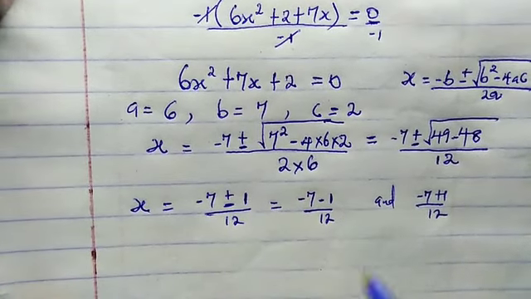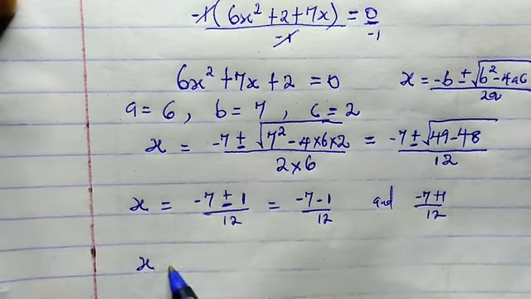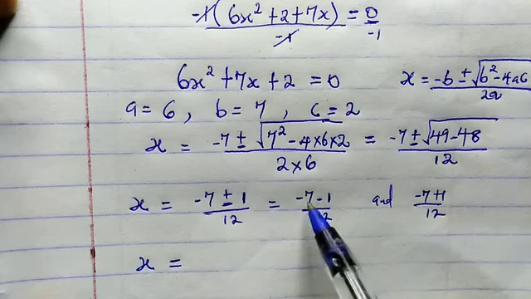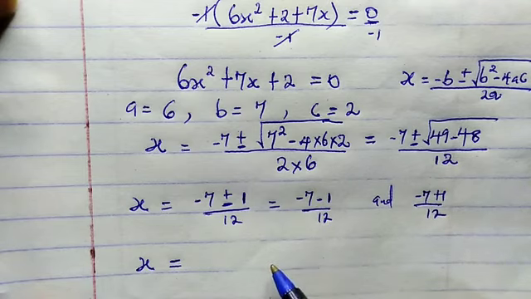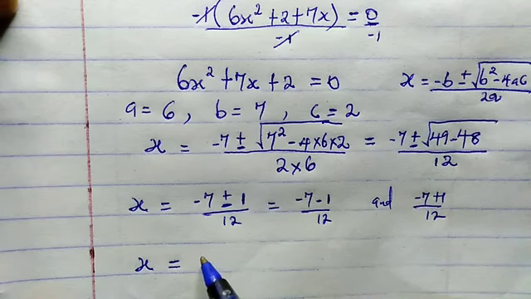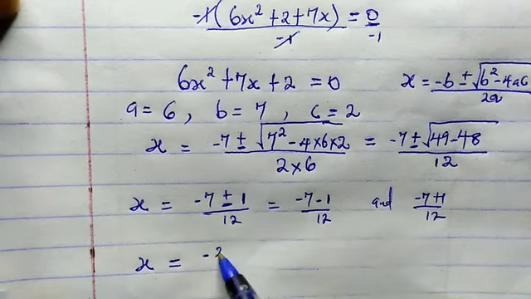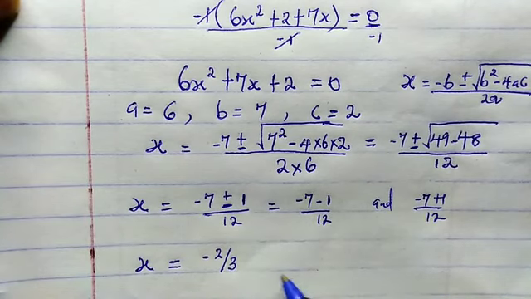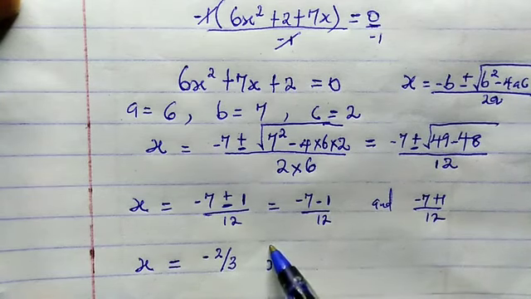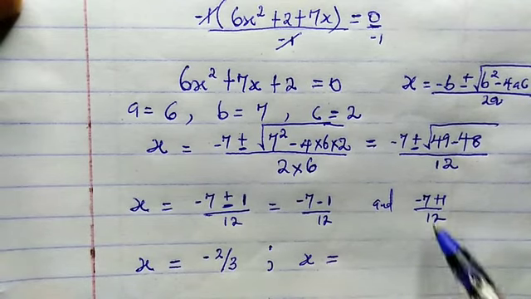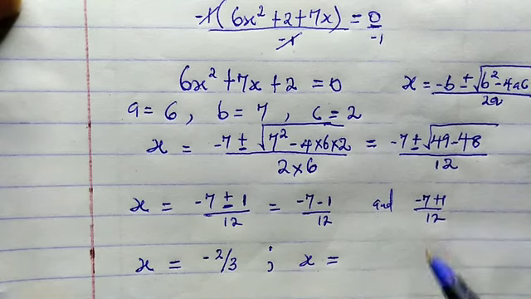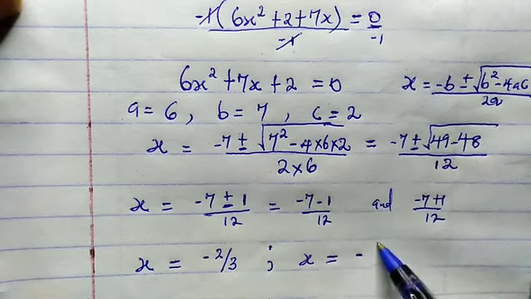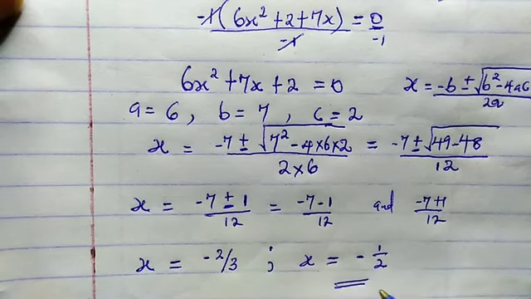Let's go ahead and simplify this properly. x is equal to negative 7 minus 1, which gives us negative 8, and negative 8 over 12 reduces to negative 2 over 3 if we use 4. So here is the first value of x. Then the next one: x is equal to negative 7 plus 1, which gives us negative 6, and negative 6 over 12 reduces to negative 1 over 2. And these are the solutions.